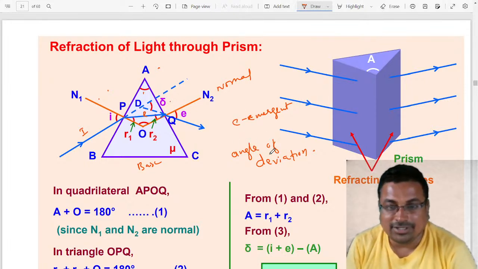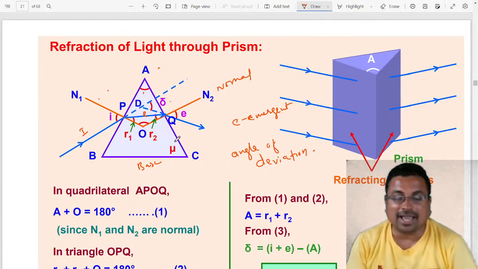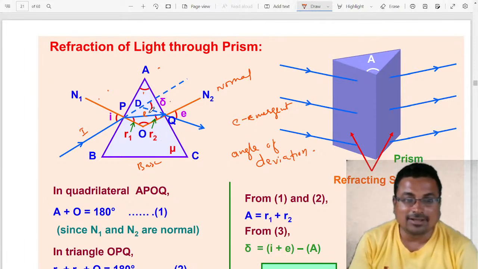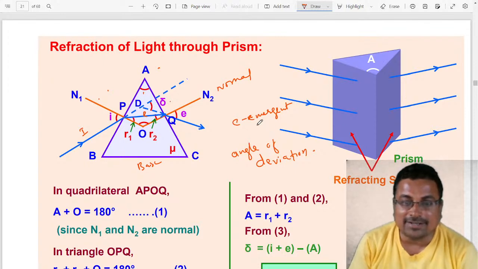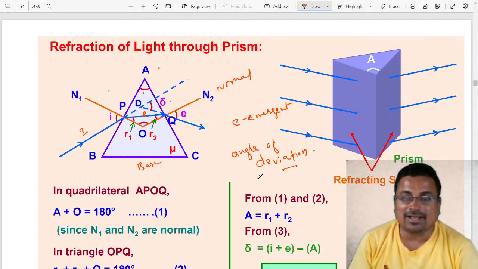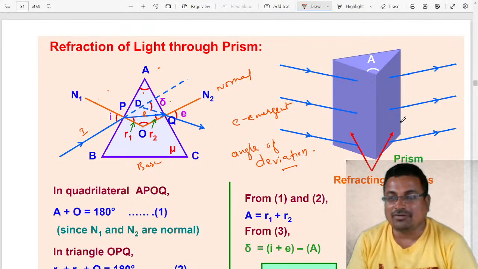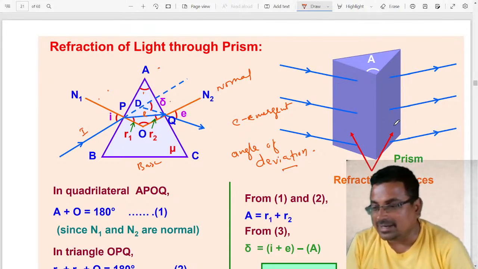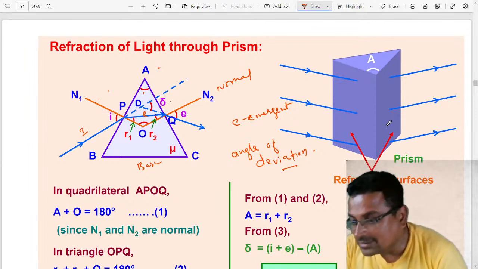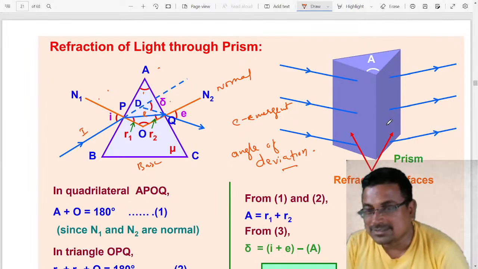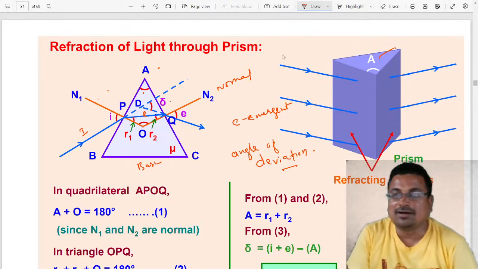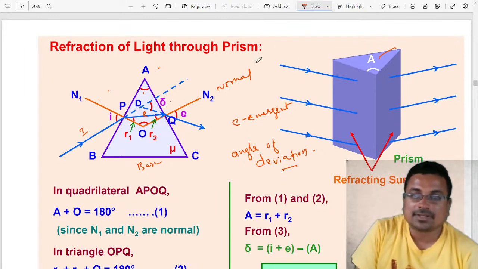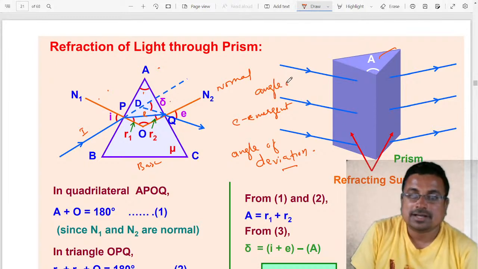The angle of deviation is the angle between the incident ray and the emergent ray. So a prism has two refracting surfaces, and when light passes through it, it is refracted and we get seven colors, that is dispersion. A is the angle of prism.